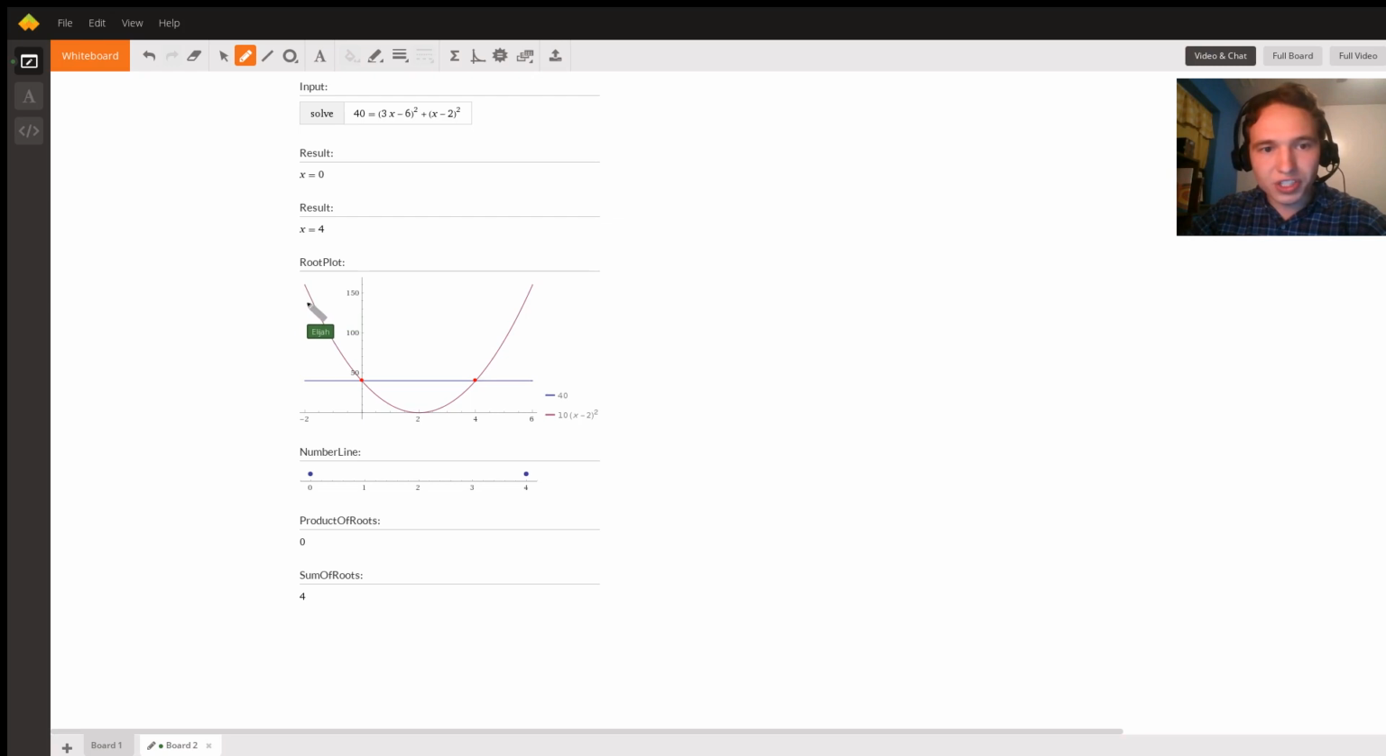Now you'll notice here's the example of the graph. They've simplified this part of the equation to just be 10 times (x minus 2) squared, but then you have your 40, and these are the intersection points, 0 and 4. And that is how you solve this problem.